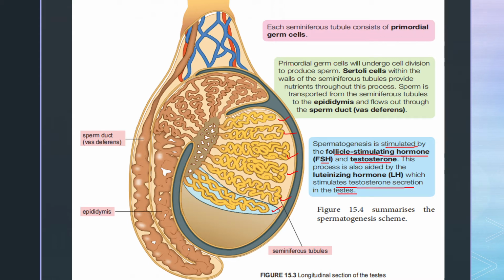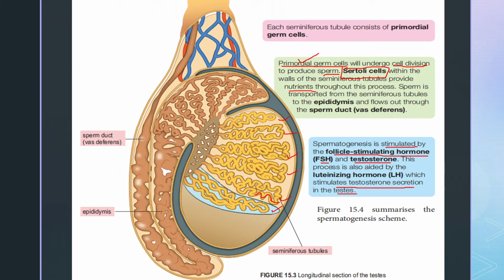Okay, next, we are going to look at what happens within these seminiferous tubules. The cells that you need to start with are called the primordial germ cells, which will undergo cell division to produce sperm. Within the walls of these seminiferous tubules there are Sertoli cells. So mark this term. The function of the Sertoli cells is to provide nutrients throughout the process of spermatogenesis.